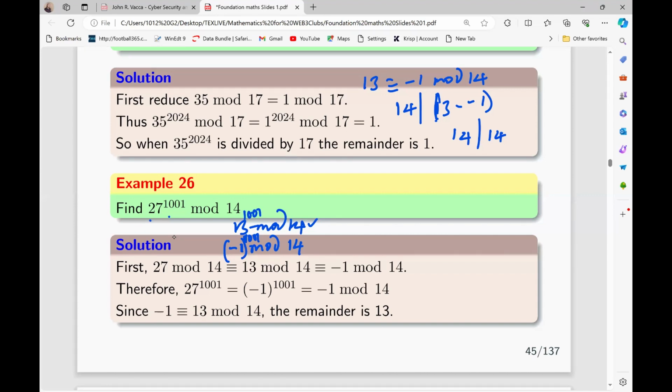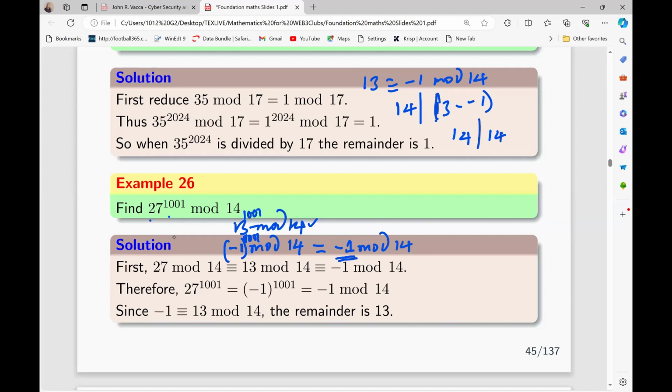A negative number raised to an odd number, the result is negative. But in this case, it's not just negative, it's negative 1. Negative 1 here, remember the number before the mod is supposed to be positive. We found it to be negative 1.